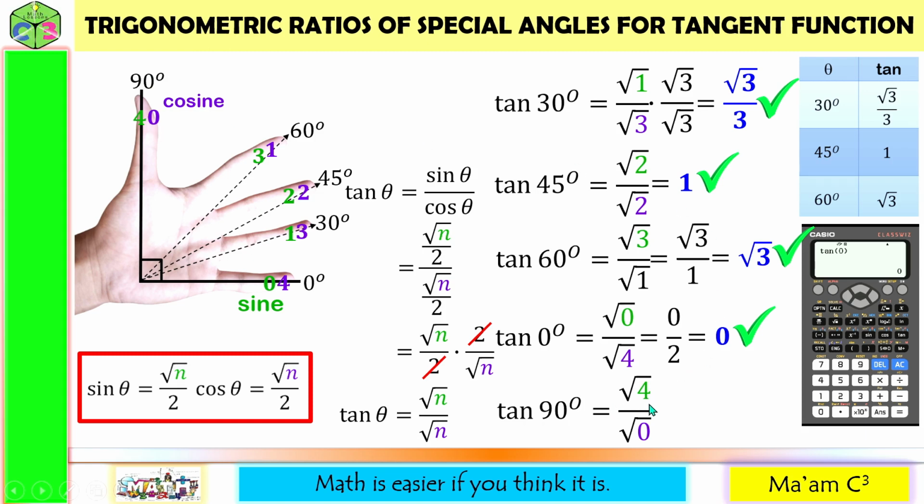Square root of 4 is 2. Square root of 0 is 0. So we have 2 over 0. And 2 divided by 0, any number divided by 0 is undefined.